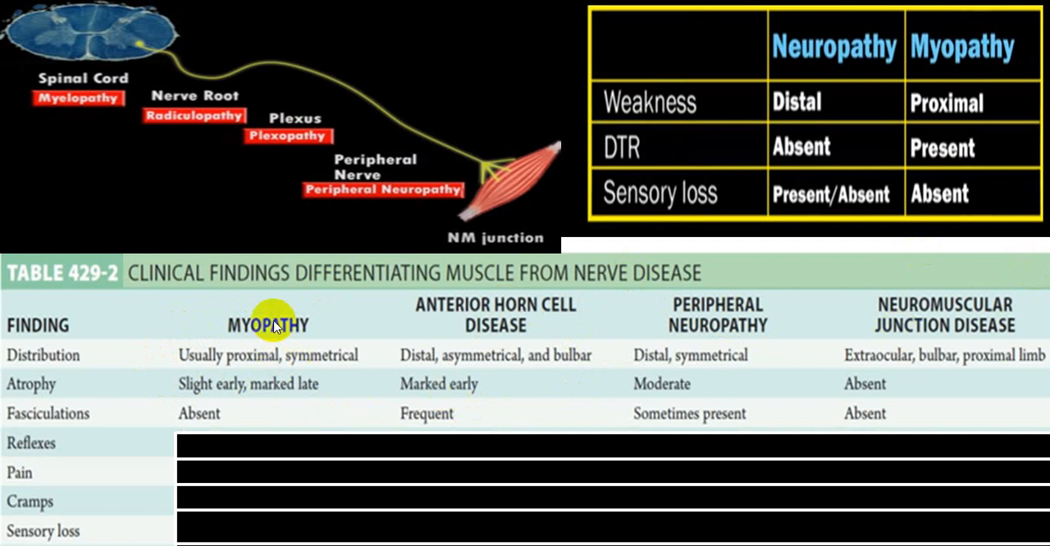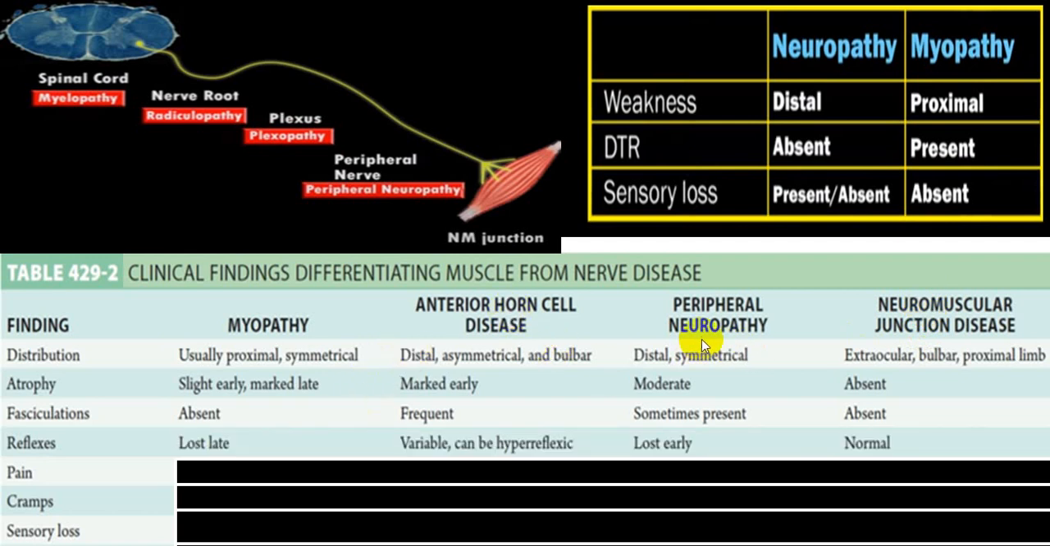Reflexes will not be affected in myopathy and in case of a neuromuscular junction disorder, but it will be affected in case of anterior horn cells and peripheral neuropathy. In case of peripheral neuropathy, in a late stage, while in a case of anterior horn cells, at the level it will be absent, and below the level it will be exaggerated.